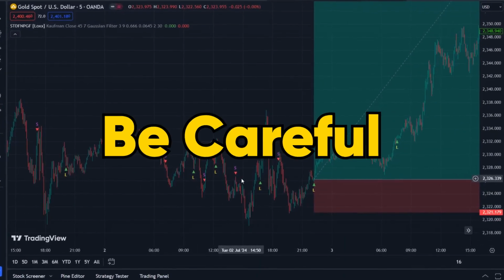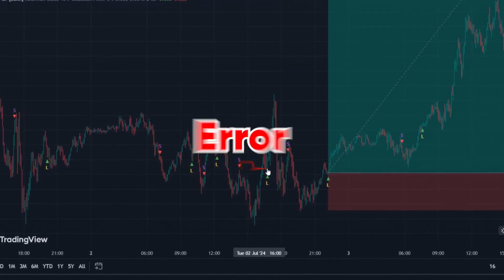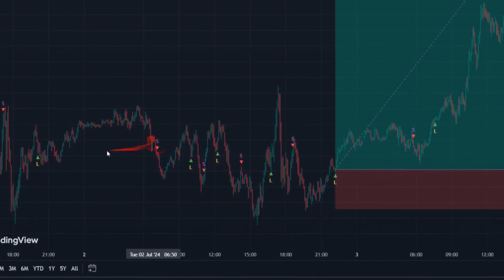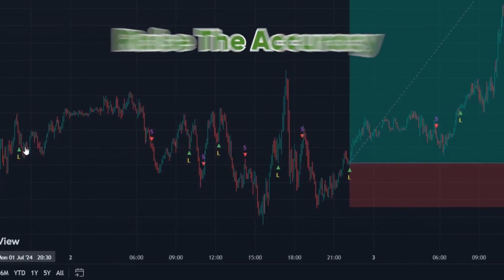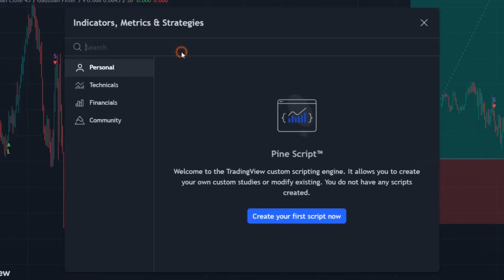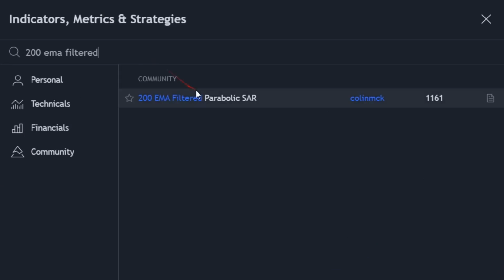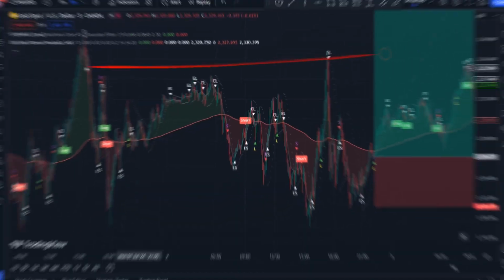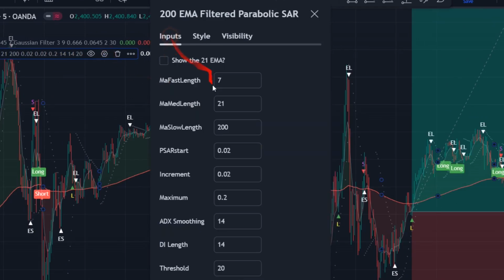However, we should be careful because in some points, this indicator may lead us into error by producing false signals. To prevent this, we need to raise the accuracy of this strategy. For this purpose, we enter the indicator tab and type 200 EMA filtered parabolic SAR. Click on it to add it to the chart. Then enter its settings and make the necessary changes so that this indicator is suitable for our use in this strategy.